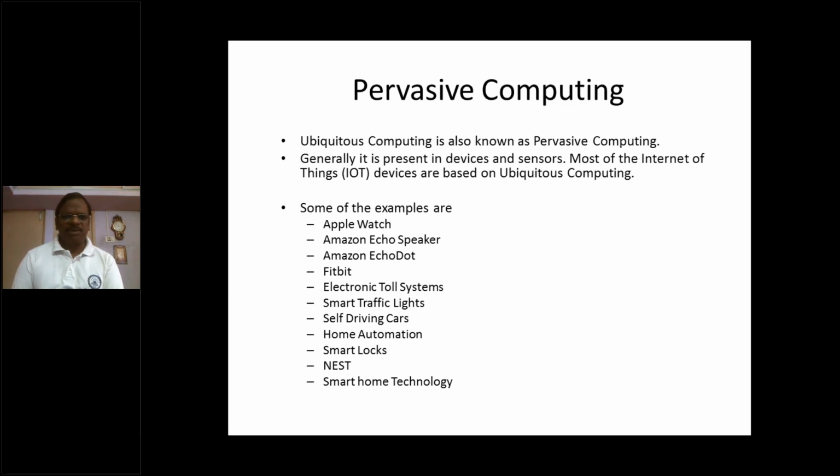Examples are Apple Watch, Amazon Echo speaker. Now Bluetooth speakers are available. Bluetooth speakers work by using this pervasive computing. Amazon Echo Dot, Fitbit, electronic toll systems, Nest smart locks, smart home technology. Everything is under the topic of pervasive computing.